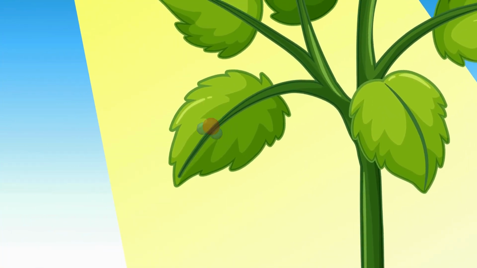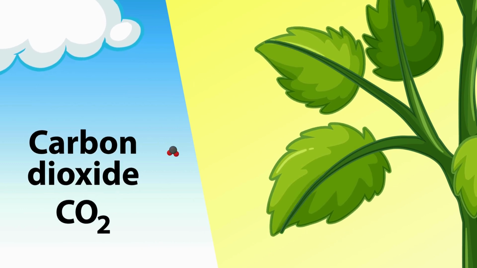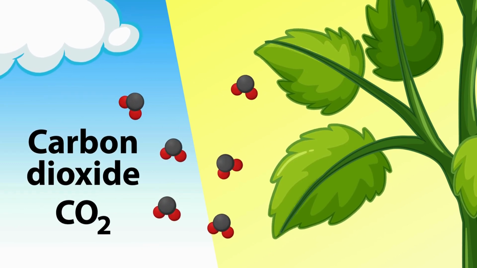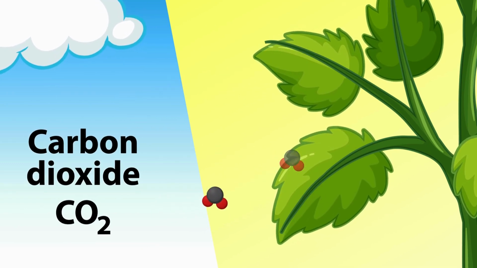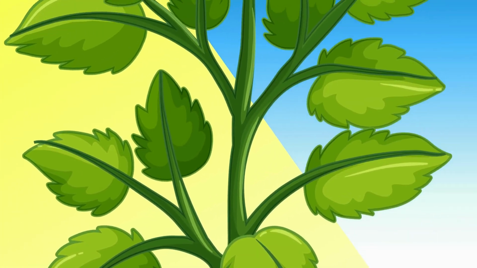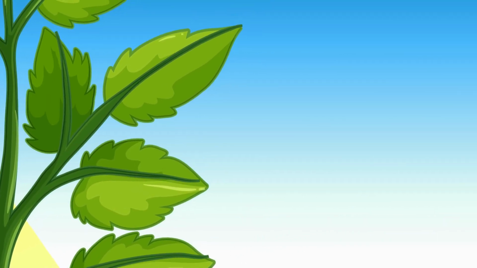Now, why is photosynthetic tissue important? Without photosynthetic tissue, plants would not be able to make their food. This means no food for the plant and no oxygen for us.